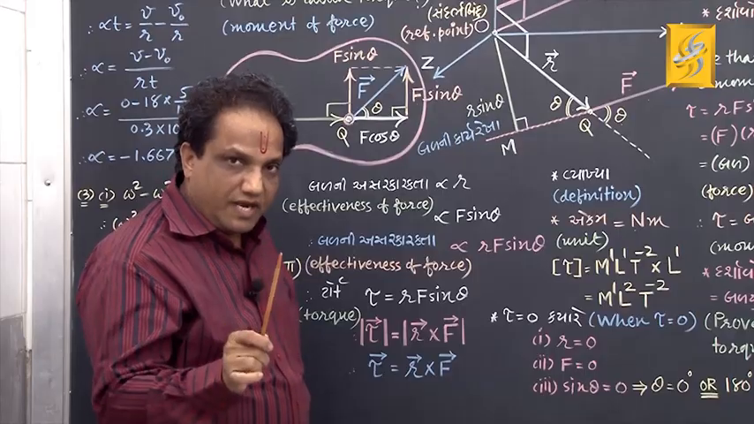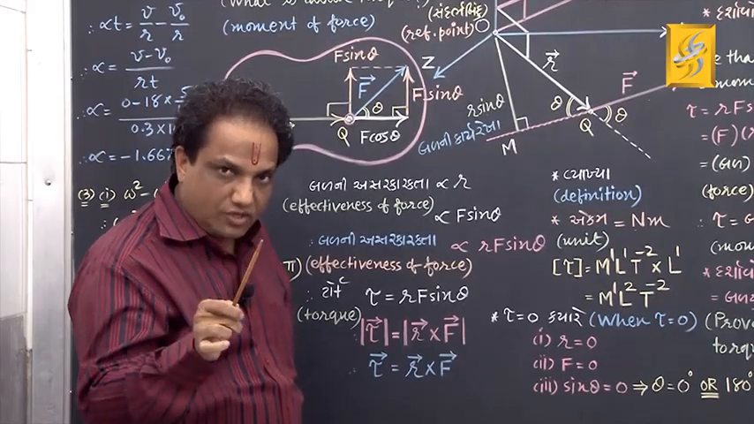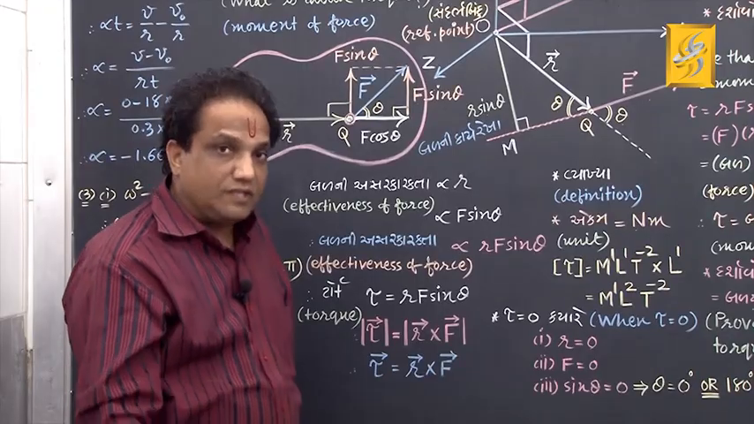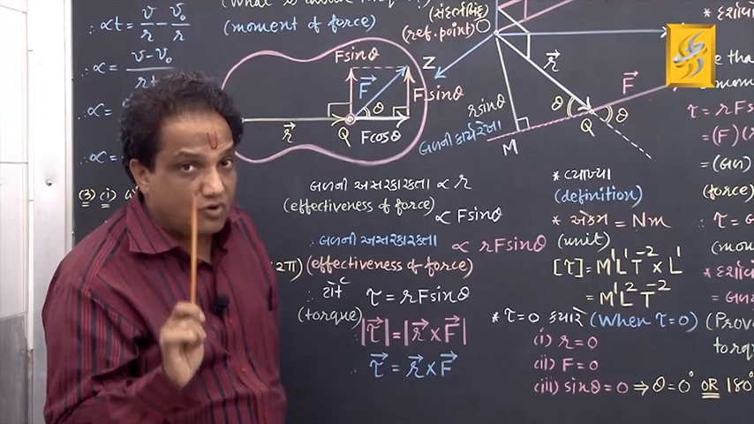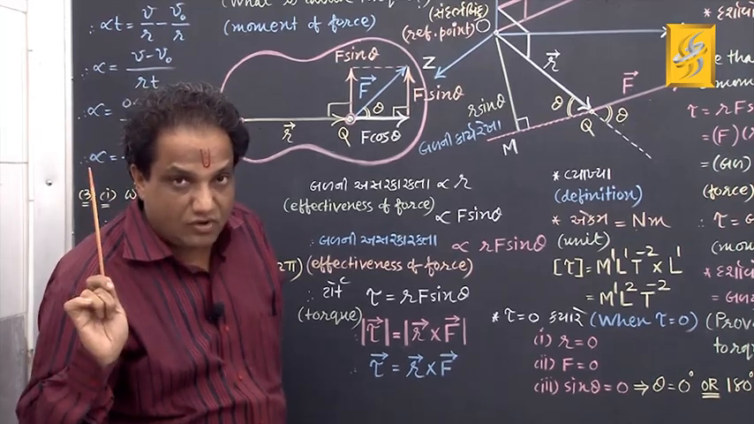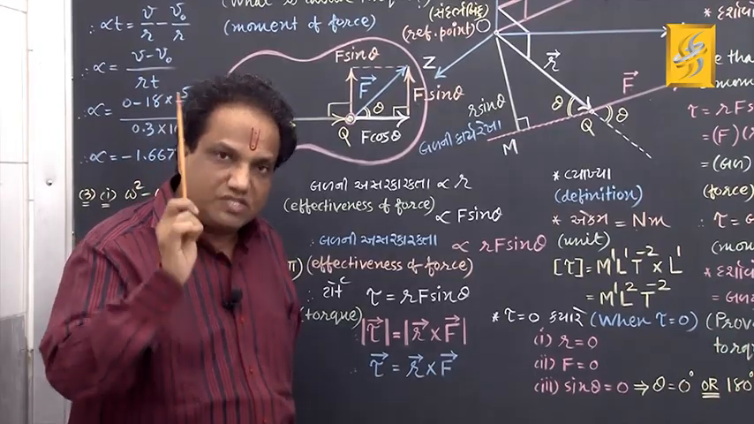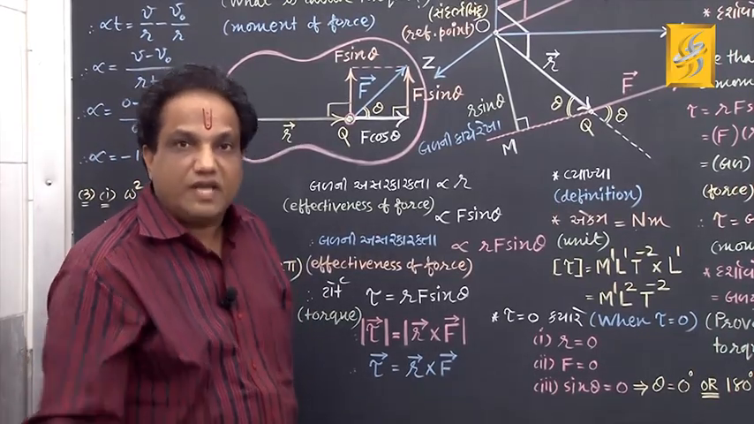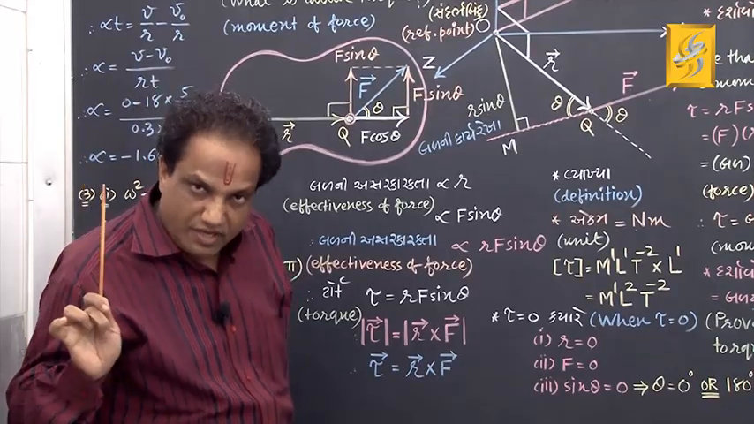Though the unit and dimensional formula for both work as well as torque are the same, still these quantities are not the same quantities. Torque and work are not identical physical quantities. There is a very big difference between them. Torque is a vector, work is a scalar. Okay, fine.